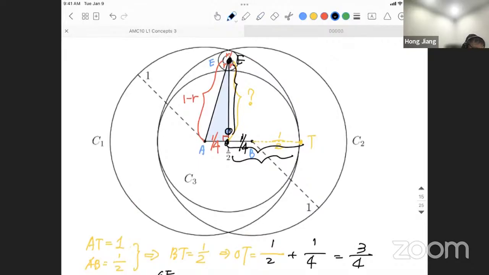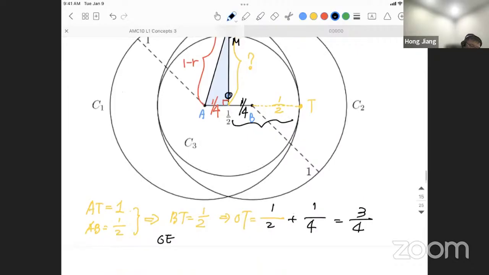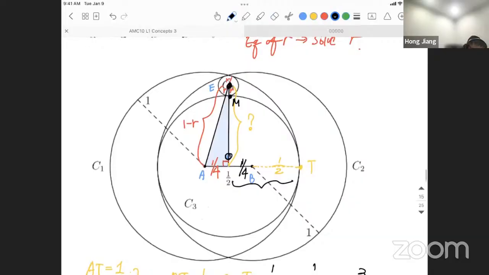So therefore, oh, sorry about that. This AM is here. OM, sorry. OM, yes. Like my note has a problem. OM is actually the same as OT, equal to 3 over 4. So this part is 3 over 4, right?